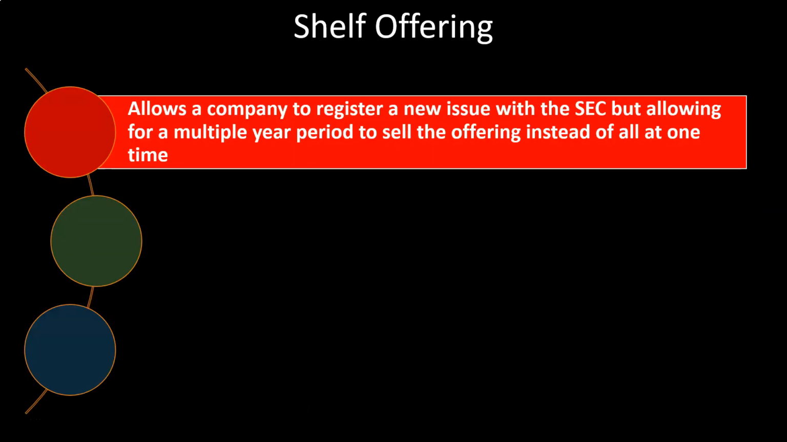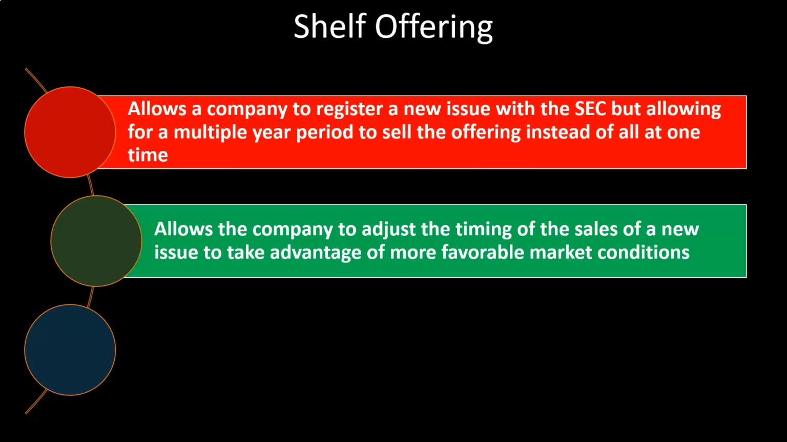A shelf offering allows a company to register a new issue with the SEC, Securities and Exchange Commission, but allowing for a multiple year period to sell the offering instead of all at one time. So they have more time in order to sell the offerings.